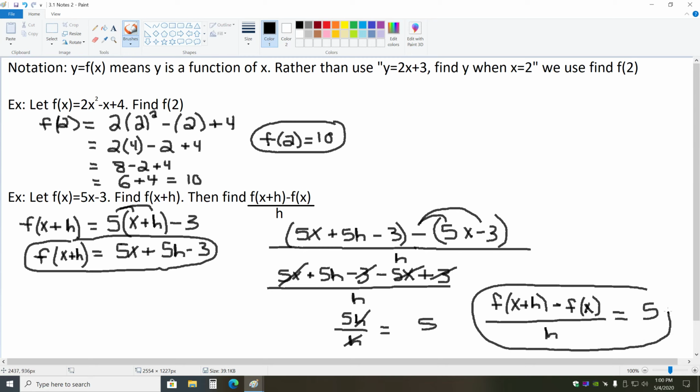And this is a very important formula that'll actually come up quite often as you go through mathematics. This is the formula we use to find a derivative. So as you get into the initial parts of calculus, you'll see this come up quite often.